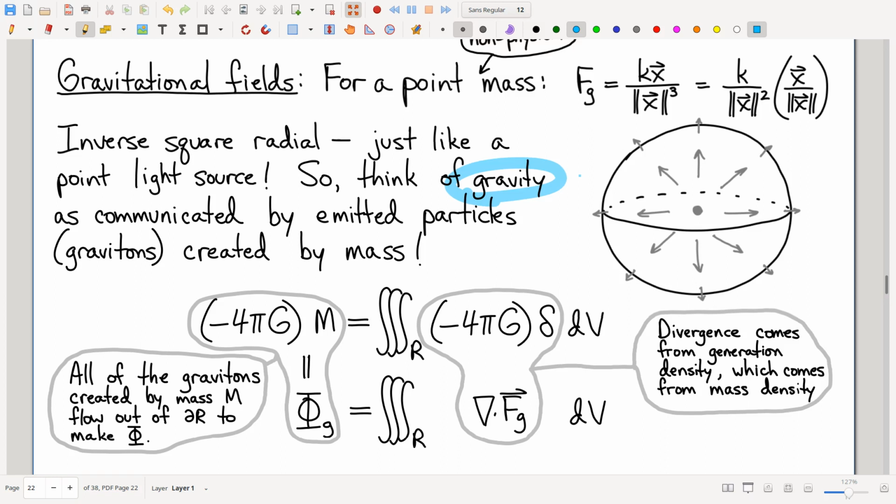Gravity apparently behaves as if there are little emitted particles. Don't think of mass as creating some mystical, nebulous gravitational field of forces. Think of mass as just shooting out little particles in the same way that light bulbs shoot out little particles called photons. Structurally, they're the same field, they behave the same. It's as if they're the same. So we're going to pretend that mass shoots out little particles called gravitons.